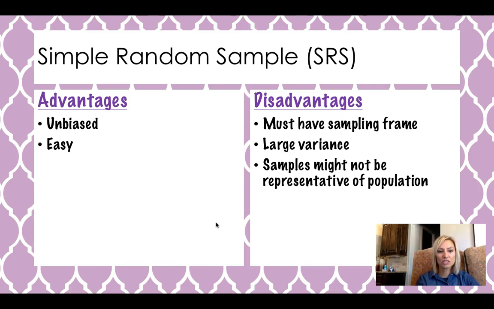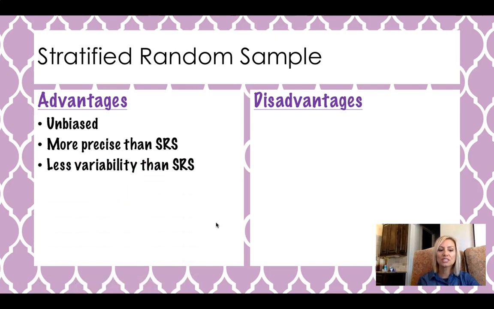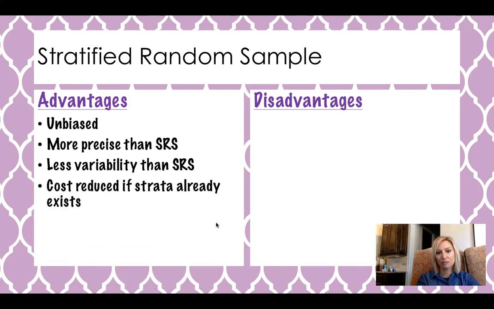We also have advantages and disadvantages when we take a stratified random sample. Again, just like with an SRS, a stratified random sample is unbiased, which is key. One of the primary reasons we might want to stratify when sampling is that in a stratified random sample, we have more precision than we did with a simple random sample, meaning we should see less variability in our sample, and we should see less variability than we had with a simple random sample or an SRS. If the strata naturally exist or are already divided, our cost could be reduced, and this isn't going to be a more costly method either.